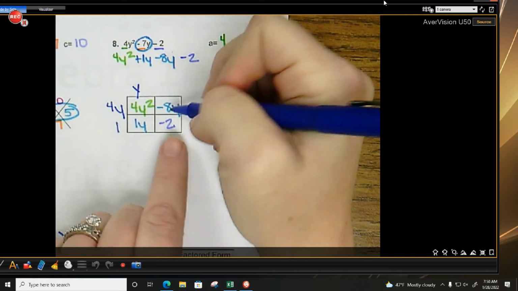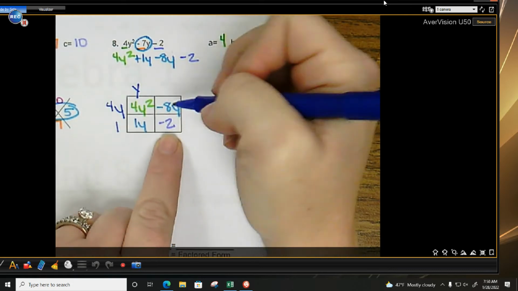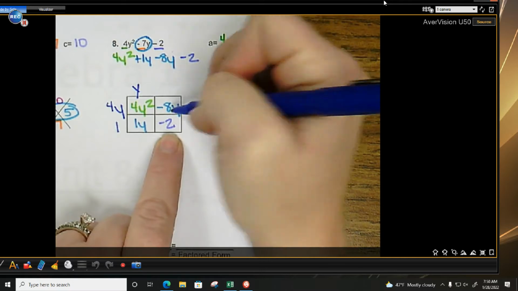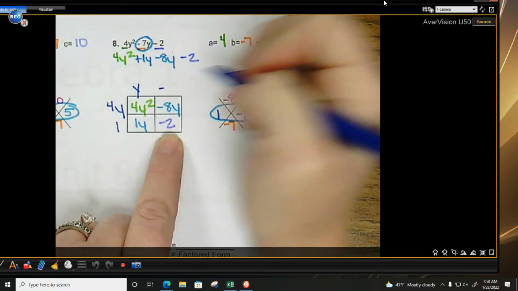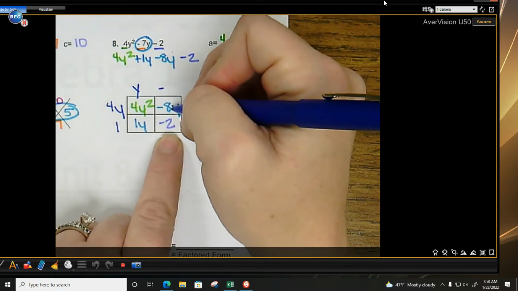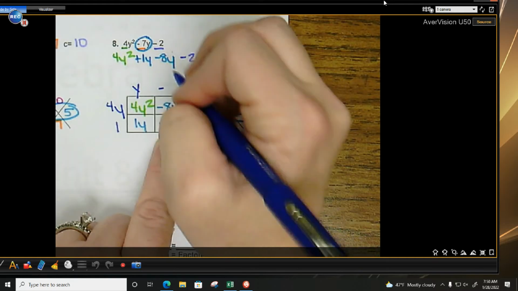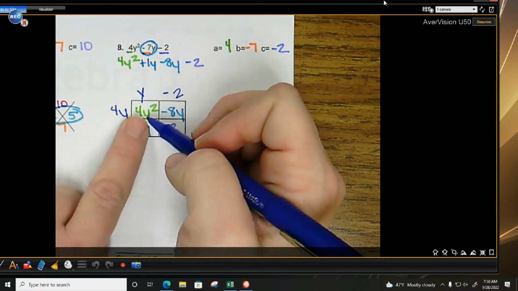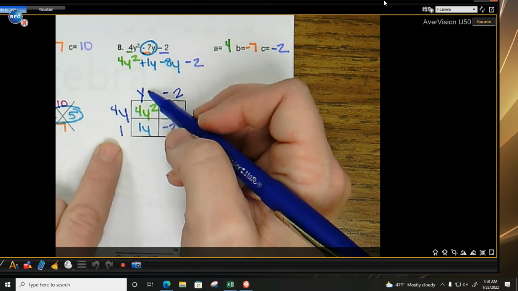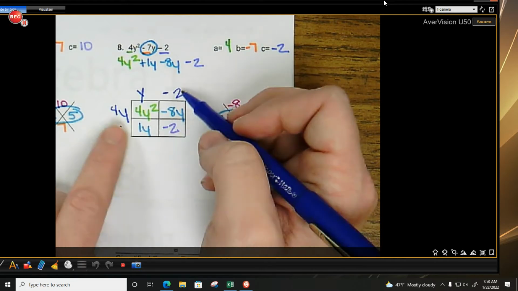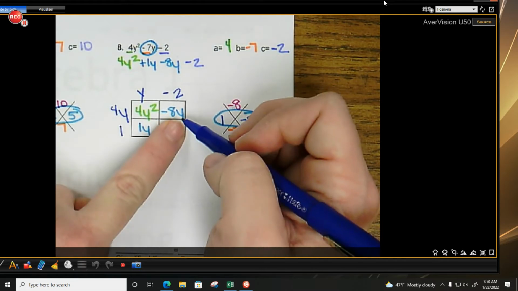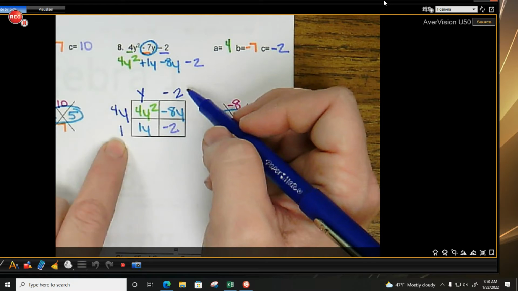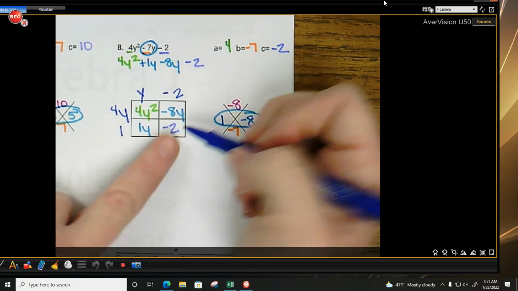-8 and -2. Remember, when the first term's negative, what must you do? Take out a negative. What are 8 and 2 both divisible by? 2. Check yourself. Y times 4y, 4y squared. Y times 1, 1y. 4y times negative 2, negative 8y. 1 times negative 2, negative 2. We did it correctly.